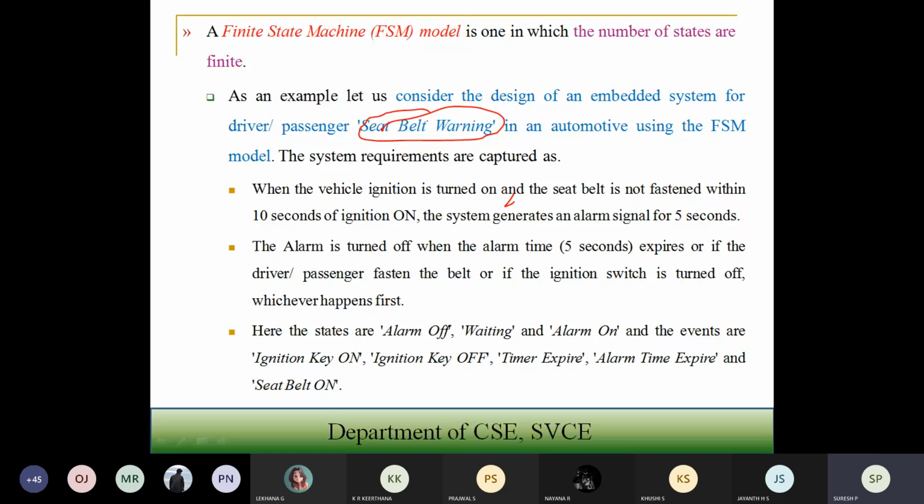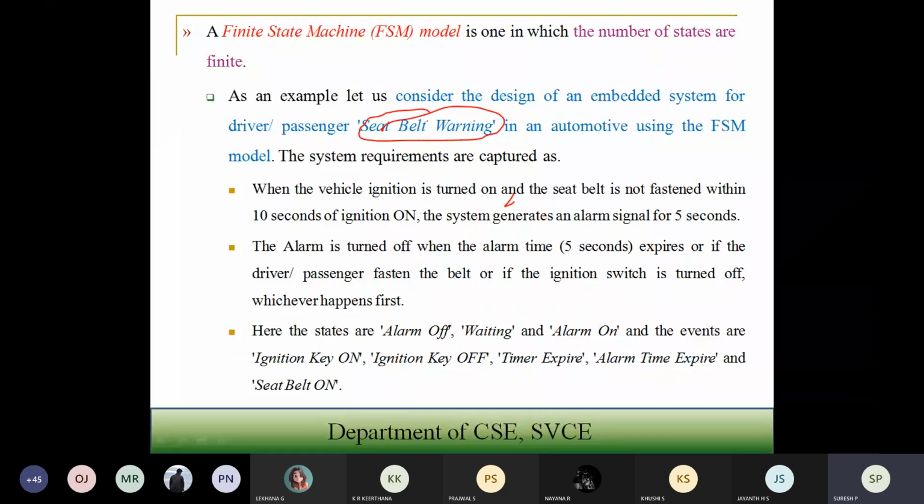So first, the passenger seat belt warning has to start only when your car is started. Only when your car is started do you start that process. That means checking whether you have put on the seat belt or not, right? So now, what is the first requirement?